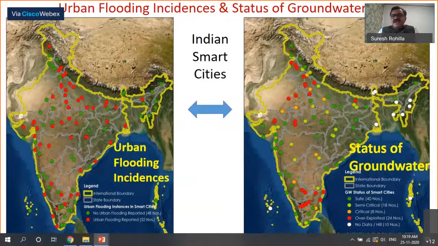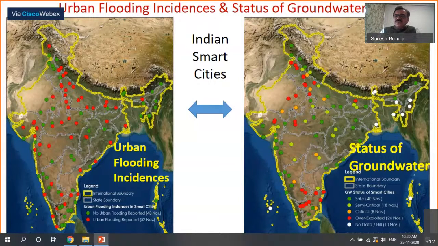We have done a quick mapping. This slide was shown in webinar 1 of the smart cities also, and the same is the situation in Amrut cities and other urban centers. If you look at the smart cities, there are 100 smart cities under planning stages in India. And if you look at flooding incidences, 52 smart cities have reported increasing incidence of urban flooding. And if you look at the status of groundwater, there are a considerable number of smart cities also exploiting groundwater, and rapid decline is happening.